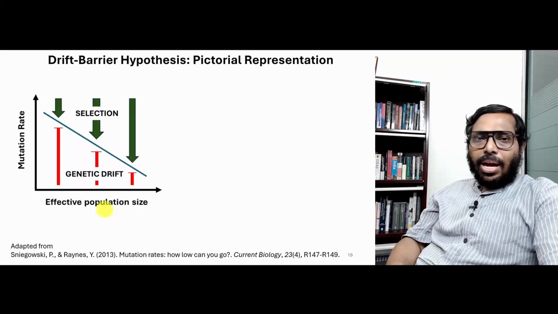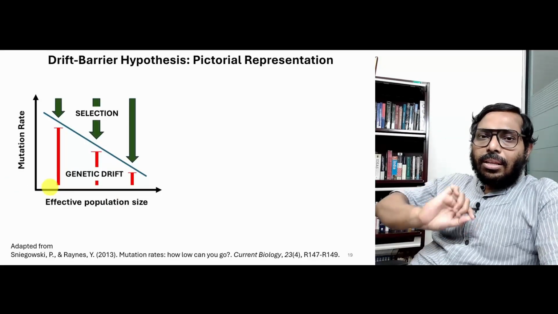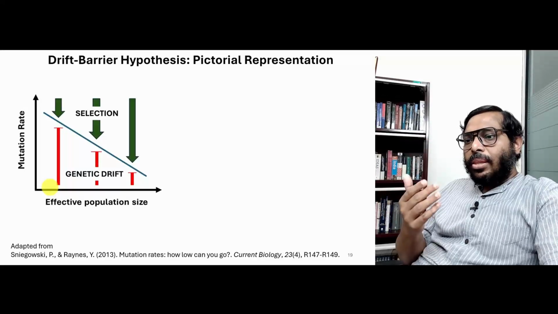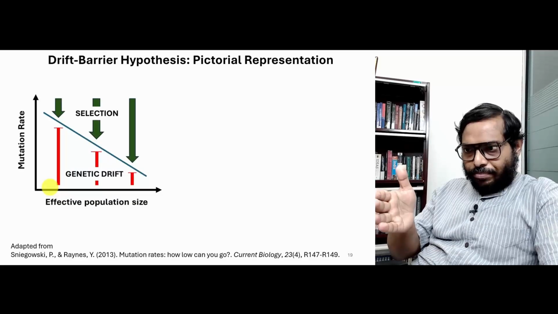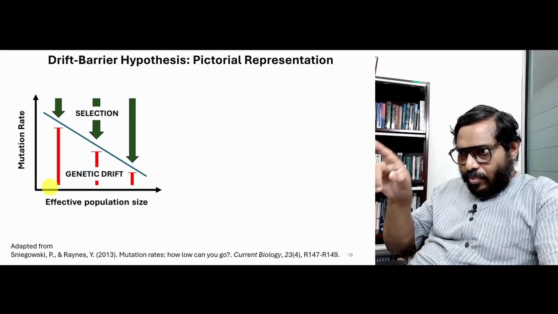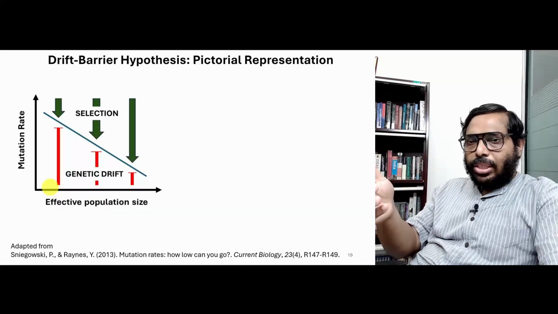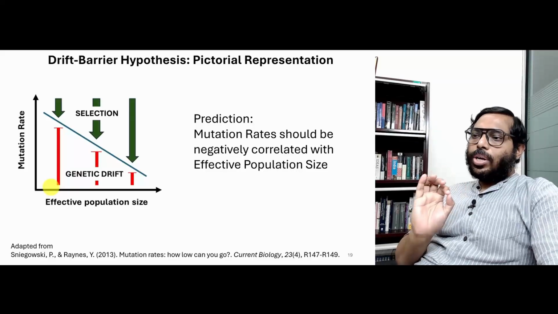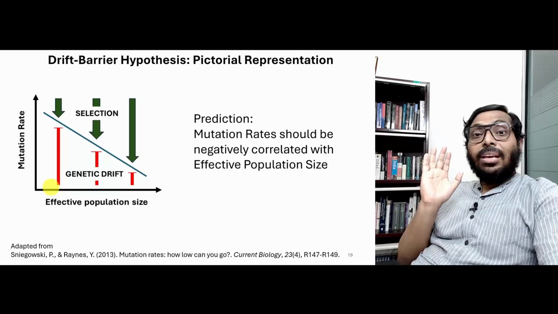On the other hand, the red bars represent the effect of genetic drift. When effective population size is low, the red bars are of longer size, because that is the point at which genetic drift is having a much greater effect, and vice versa. So, if this entire logic is correct, and if this indeed is the reason for which you get so much variation in mutation rate, then the prediction is that you should get a negative correlation between mutation rates and effective population size. Is this correct?